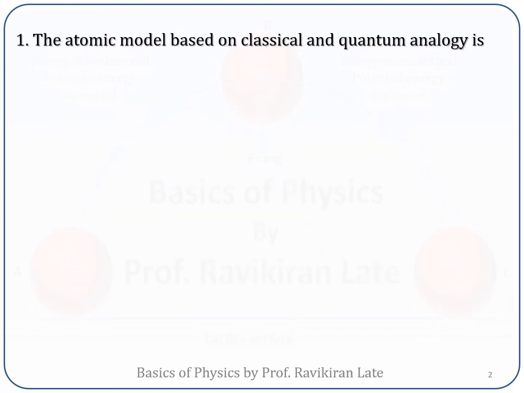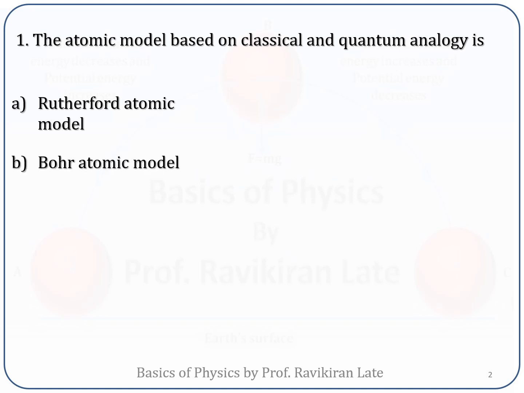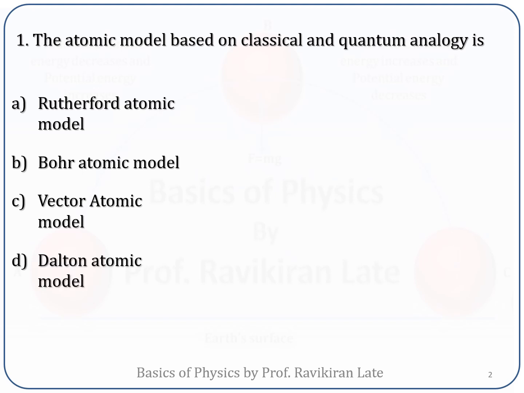First question is, the atomic model based on classical and quantum analogy is. The options are: option A, Rutherford atomic model; option B, Bohr's atomic model; option C, Vector atomic model; option D, Dalton's atomic model.